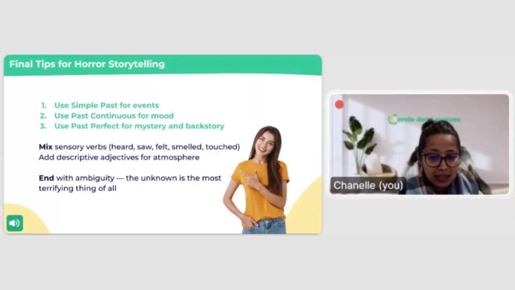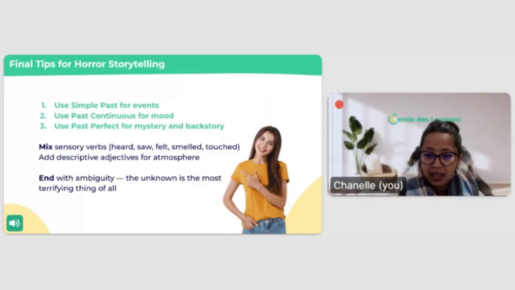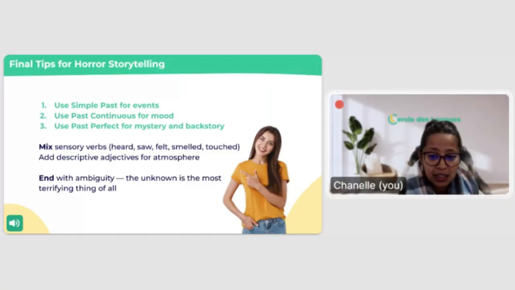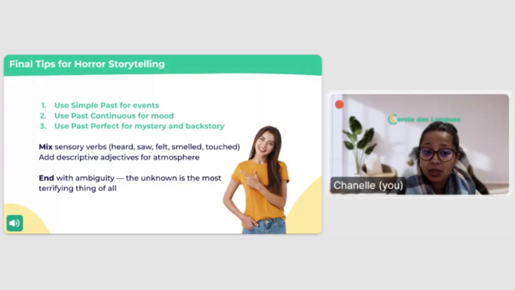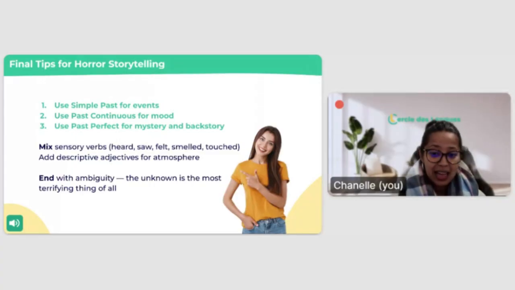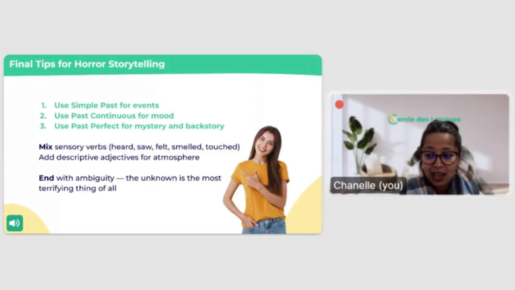We use the simple past for events that are finished. We use the past continuous for mood, so to create the ambience. And we use the present perfect for mystery and a backstory. Mix sensory verbs such as heard, saw, felt, smelled, touched. We often add descriptive adjectives for atmosphere. And oftentimes when we are talking about a story, we sometimes end with ambiguity. The unknown is the most terrifying thing of all.